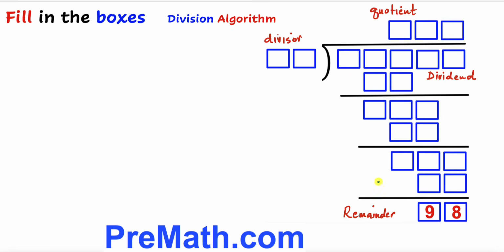In this video, we have been given this division algorithm problem, as you can see in the given diagram, such that our remainder is only given to us as 98. And now we are supposed to fill in all these empty boxes. And the caveat is our divisor must be a 2-digit number, whereas our quotient is going to be a 3-digit number. And finally, our dividend is supposed to be a 5-digit number.